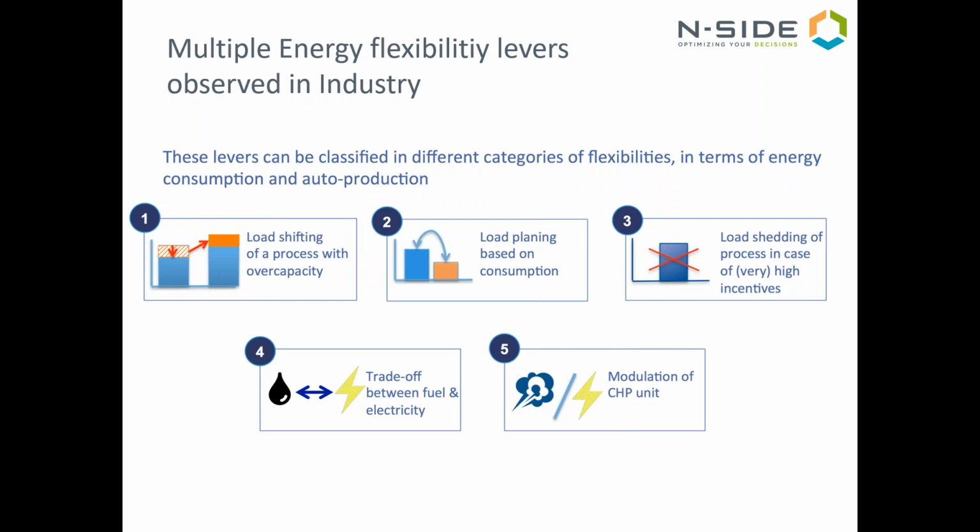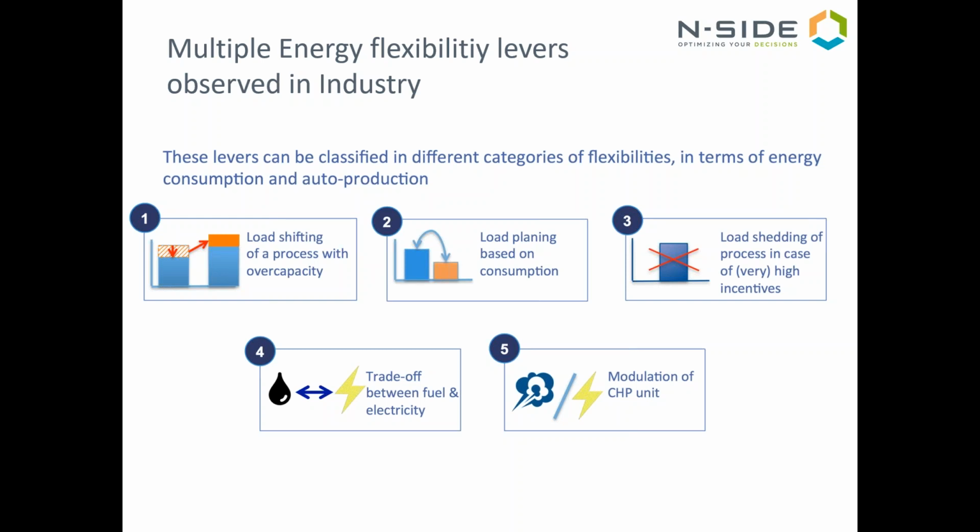Here we are speaking about production planning where you have 2 types of product with quite different consumption. Basically, you will produce the product that is the most electro-intensive when the price is really low, and again the other way around when the price is really high.